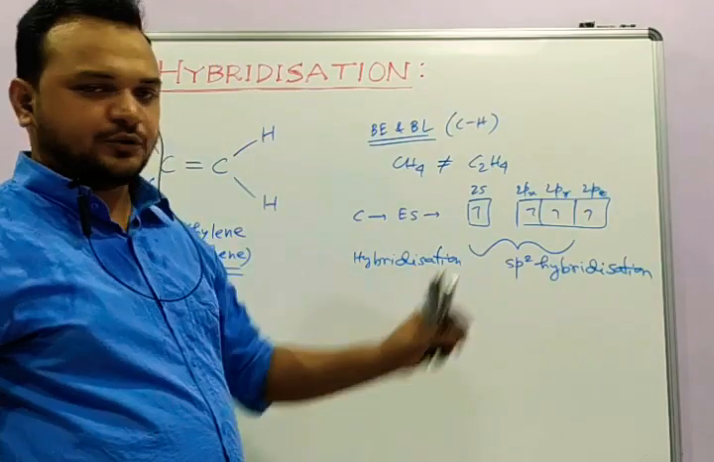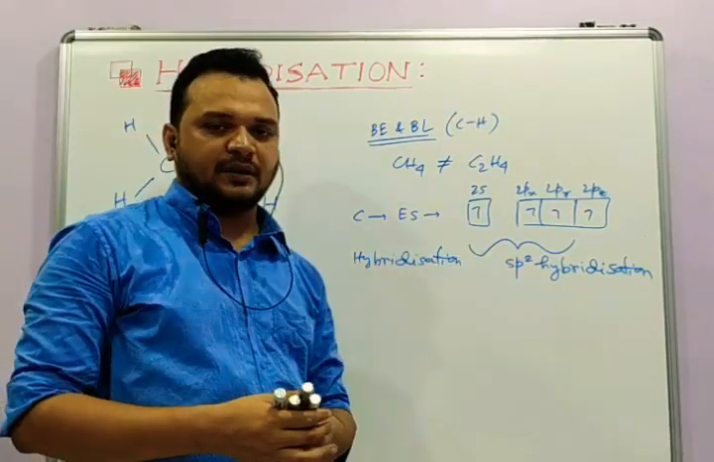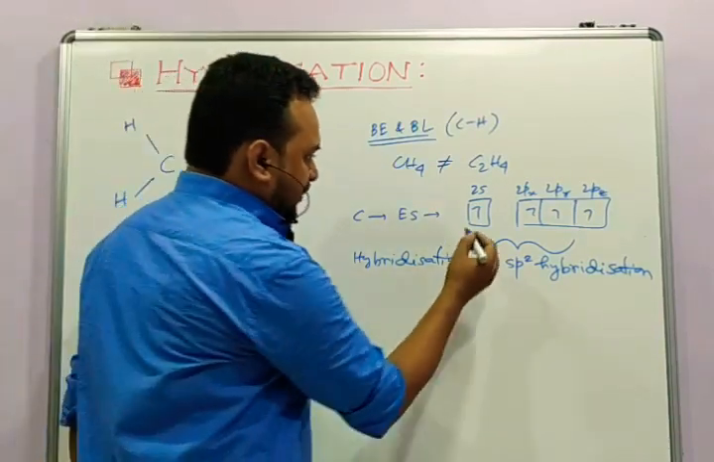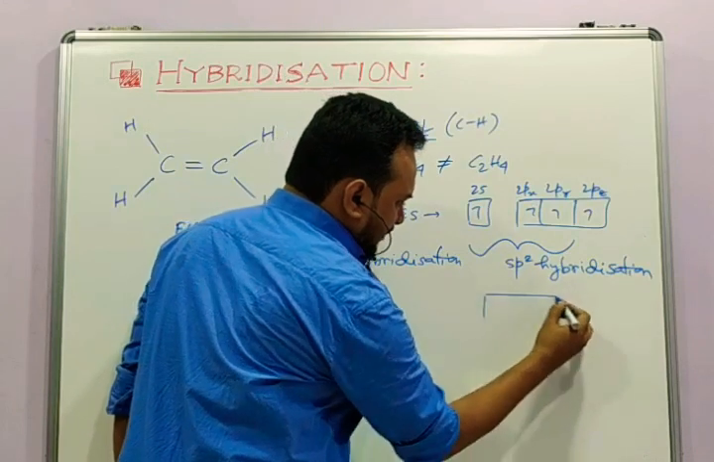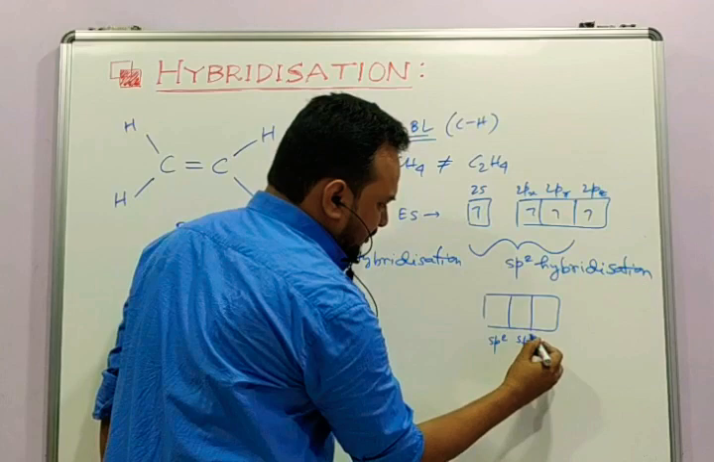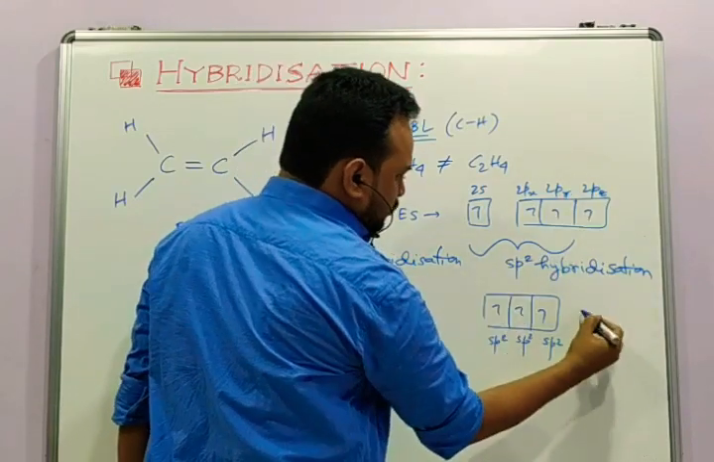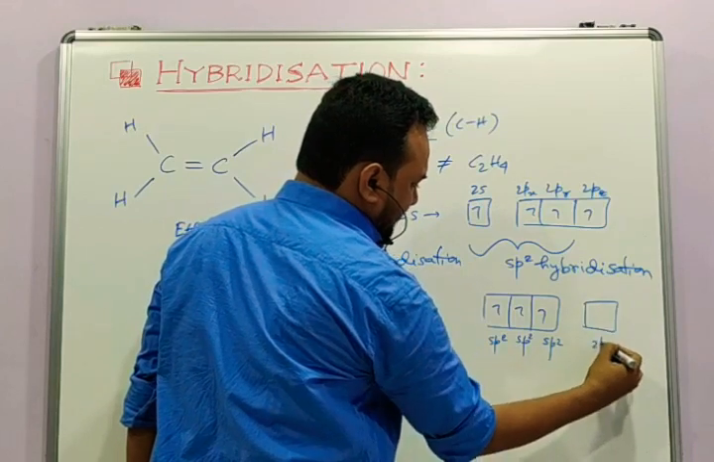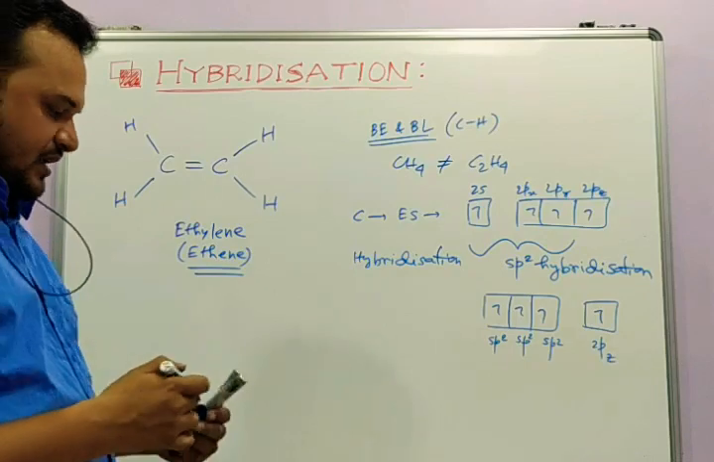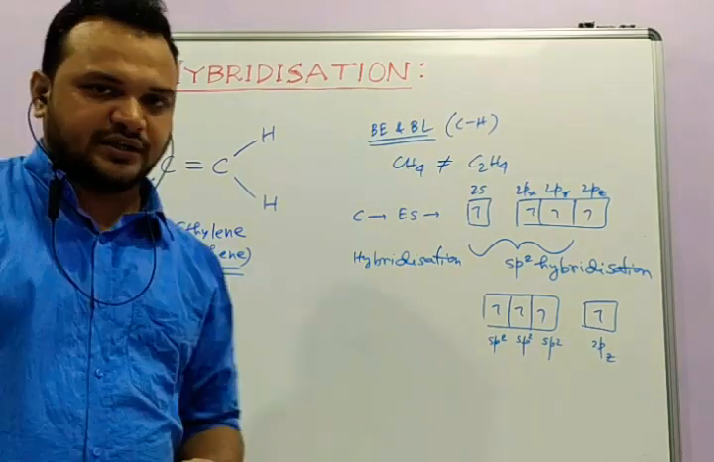So the name is sp2 hybridization, and we know the number of atomic orbitals participating in hybridization equals the number of hybrid orbitals produced. So here it is 3 in total. So we will have 3 hybrid orbitals. Each is an sp2 hybrid orbital, and each will have 1 electron, and this 2pz remains as 2pz. This is the scenario. Right? Now if I draw the orbital structure, how will it look?